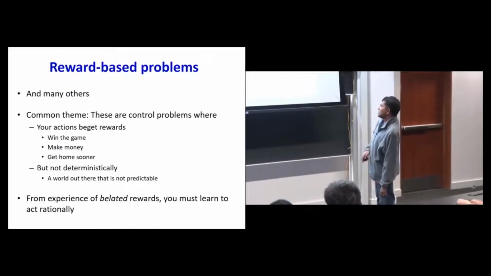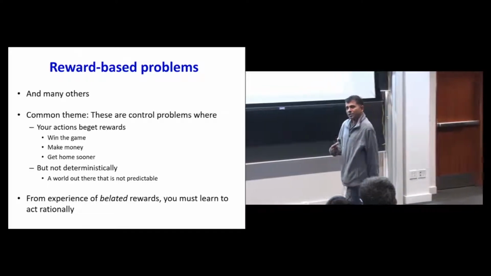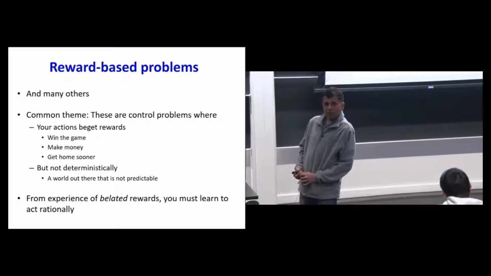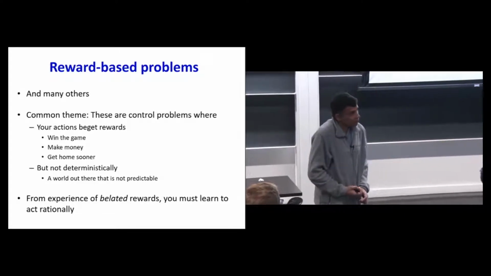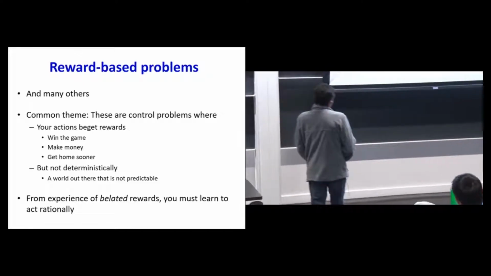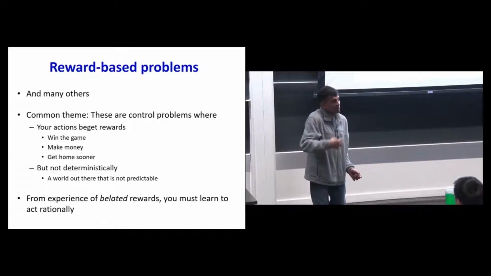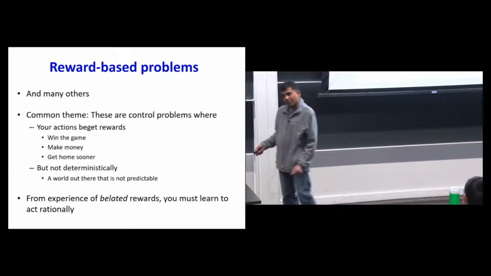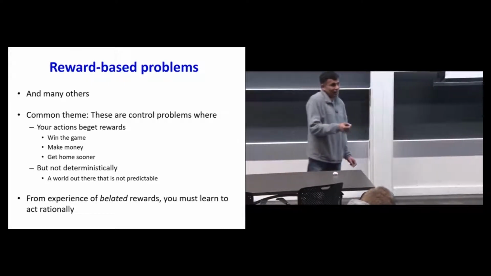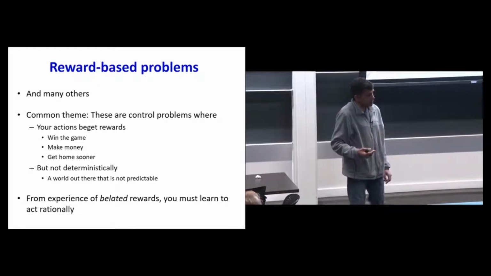So in all of these is a common theme. These are control problems where your actions beget rewards. You may win the game, you may make more money, you may get home sooner, but it's not deterministic. There's no guarantee. The world is not predictable. And mostly because the world is playing against you. You're playing chess. There's somebody trying to make you lose. You're driving in the traffic. You're not the only person driving. Others are trying to get home fast too. You're making money. But every time you make money, somebody loses money because it's eventually a zero-sum game.